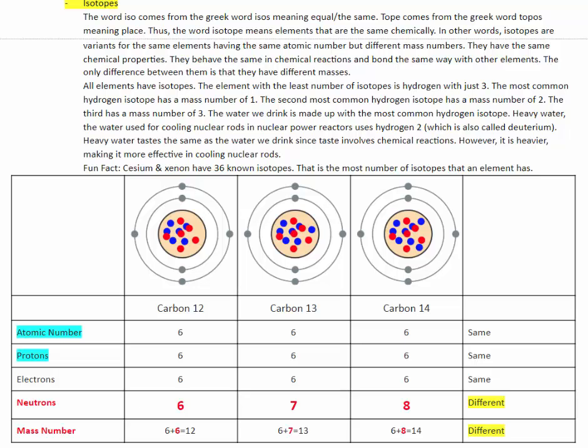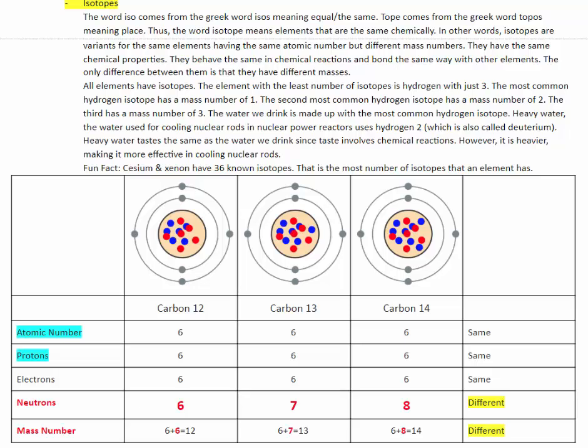Because they are the same element, because they have the same number of protons, they are going to have the same chemical properties. In other words, they behave the same in chemical reactions and bond the same way with other elements. The only difference between them is mass.